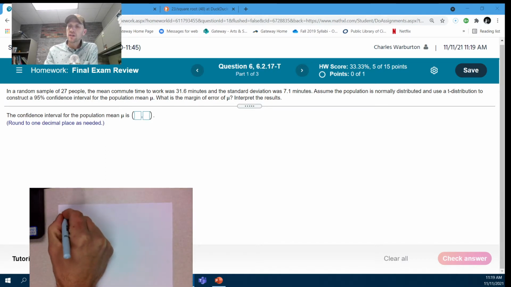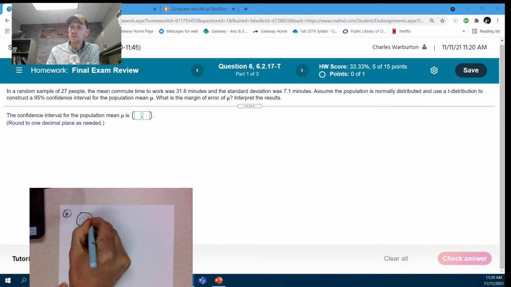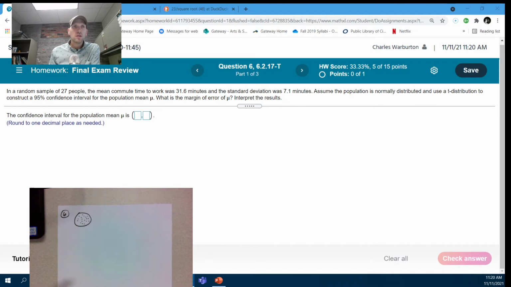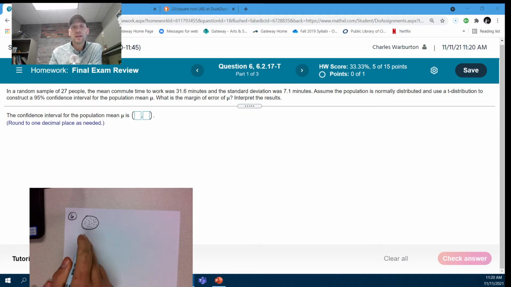So here's the visualization for number 6. If you have a population, all of the population here, all those dots are all the individuals in the population. They want to know the population mean for what? The mean commute time to work. So here's all of the commuters that commute to work. What's their mean average commute time to work? There's too many of them. Too many people commute to work. I can't measure every commute time.